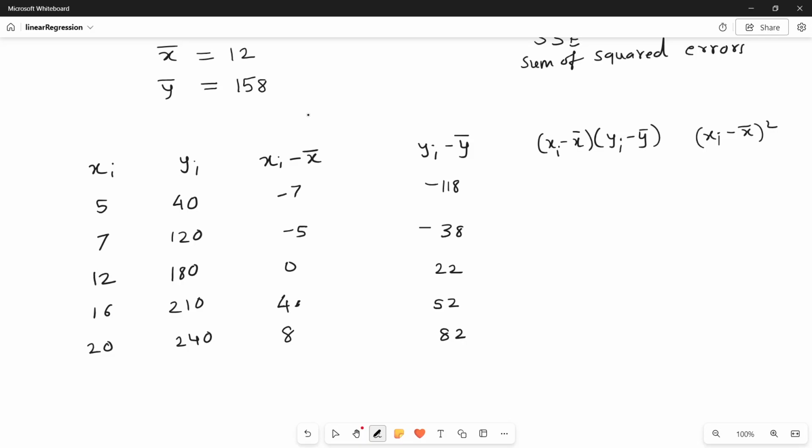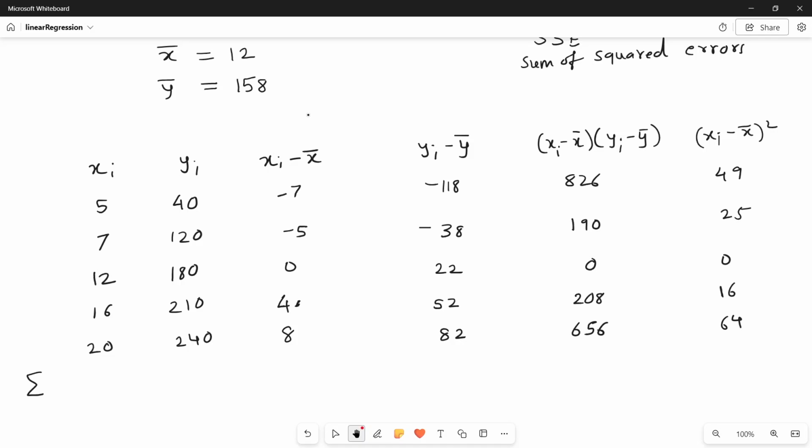You can calculate it for yourself for your practice if you want. This will come out to be 826. This will come out to be 190. This is 0. This is 208. This is 656. And just squaring the xi minus x bar values: 49, 25, 0, 16 and 64. Then the next step is we calculate the summation of all of these.